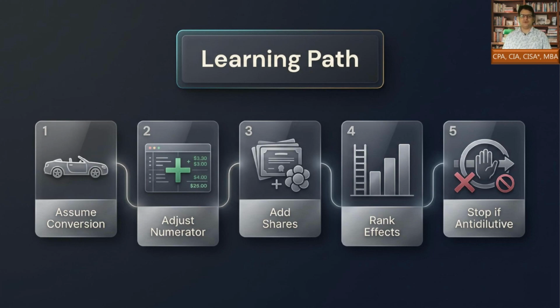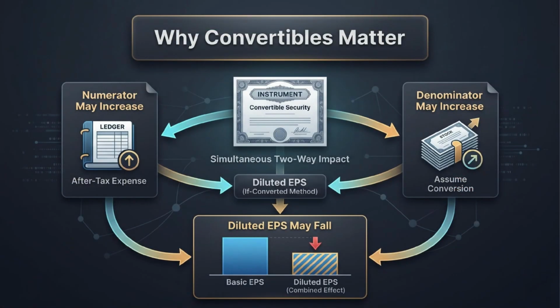This sequence matters because diluted EPS is not built by throwing every potential share into one big basket. We add instruments carefully, test each step, and exclude anything that improves EPS. Convertible securities matter because one instrument can change both the numerator and the denominator at the same time. If convertible preferred stock is assumed converted, preferred dividends may be added back and common shares are added. If convertible debt is assumed converted, after-tax interest may be added back and conversion shares are added. That dual effect is why the if converted method needs more discipline than the treasury stock method.